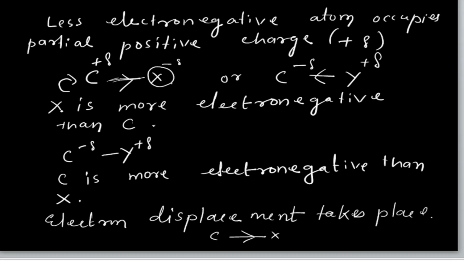In the first case, you can see X is more electronegative than C. In the second case, C is more electronegative than Y. That is why C has the minus delta and the other has the plus delta charge. Here in this case C is more electronegative than X, and in this case X is more electronegative than C. Electron displacement takes place towards the highly electronegative atom.